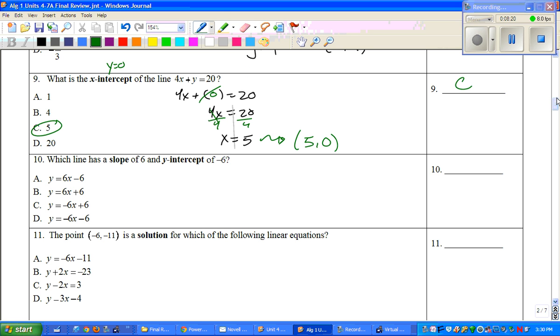All right, number 10, which line has a slope of 6 and the y-intercept of negative 6? So they're saying our slope is 6. The y-intercept, which is b, is negative 6. It might help to write it out. So let's see, y equals 6x minus 6, just by plugging in that information. So that means our answer is, can you find it? It's the first one.